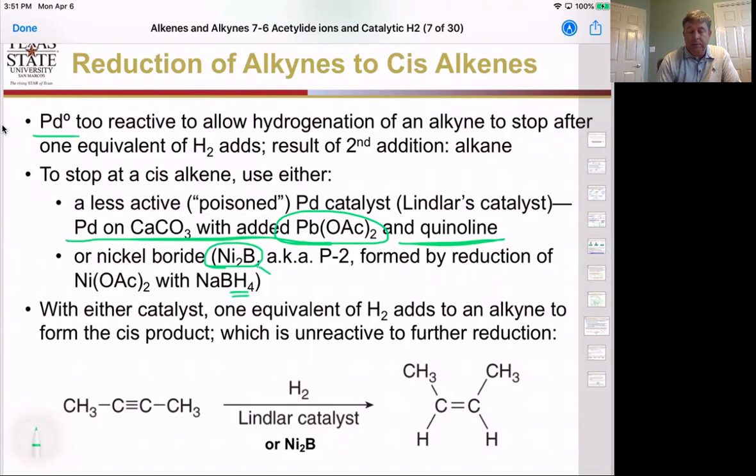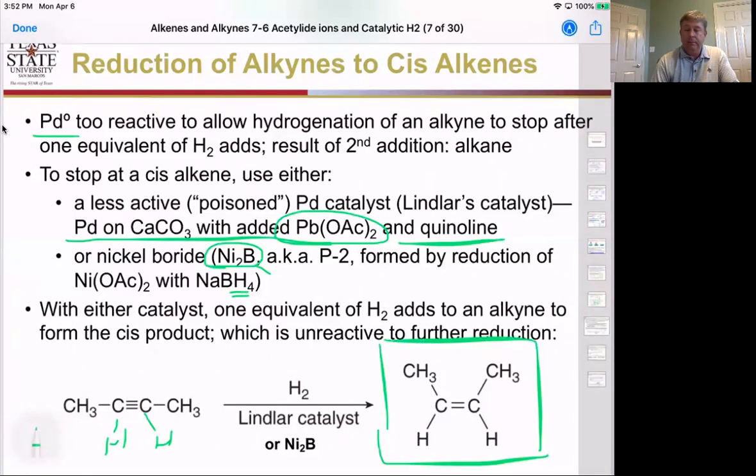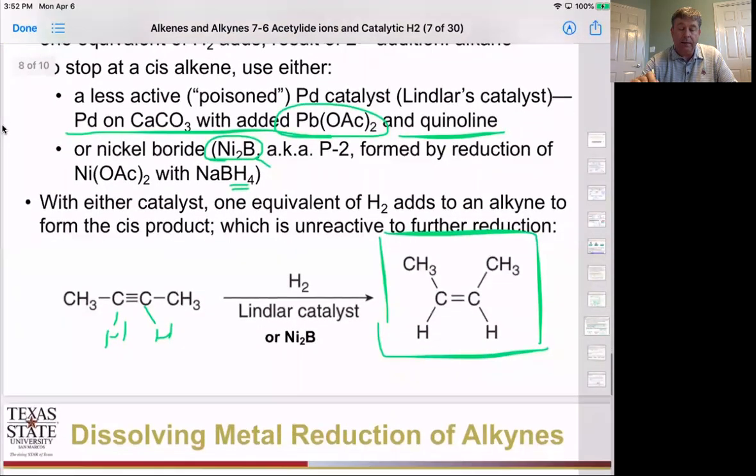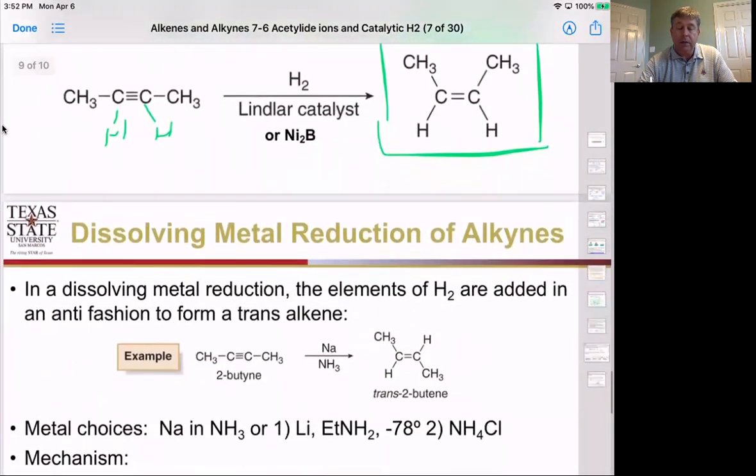The other way to do this is to use this nickel borate, which then creates a little bit of this hydrogen at the surface. And because of that, we can get, again, syn addition. It's adding across here, which will give us our cis alkene. So this is in contrast to our next thing, the dissolving metal reduction.